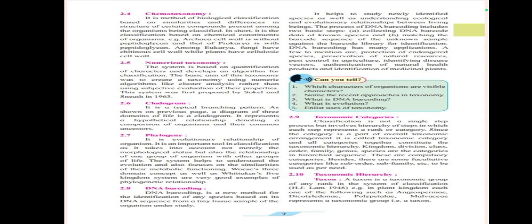It helps to study newly identified species as well as understanding ecological and evolutionary relationships between living beings. The process of DNA barcoding includes two basic steps: collecting DNA barcodes, data of known species, and matching the barcode sequence of the unknown sample against the barcode library.